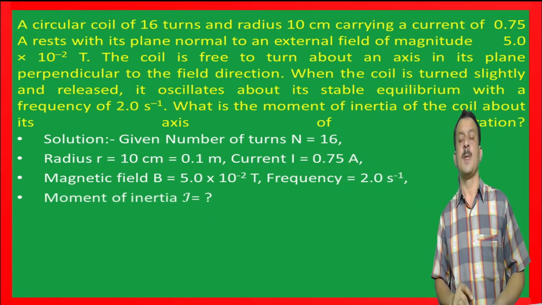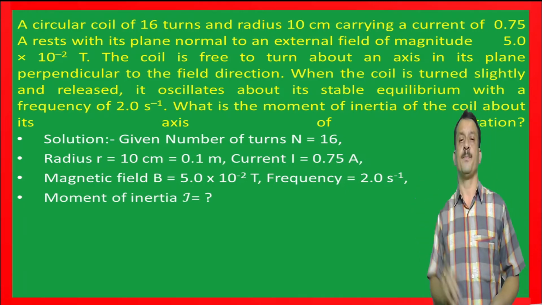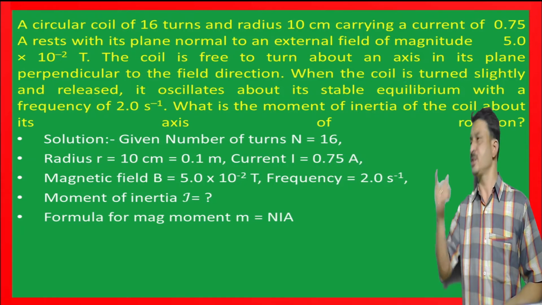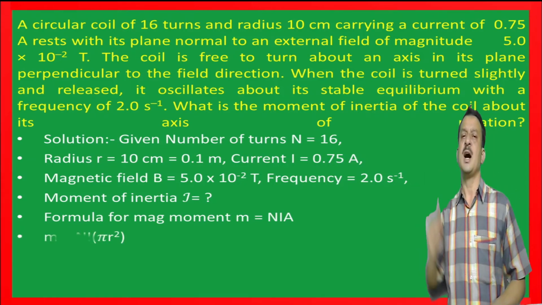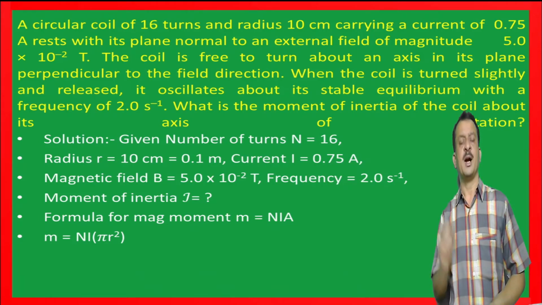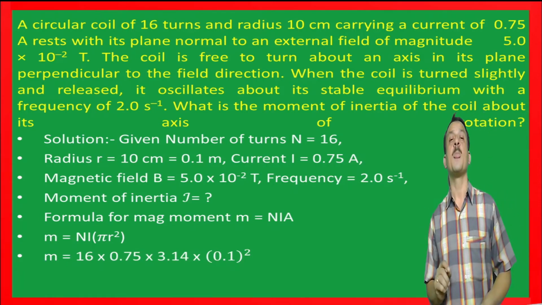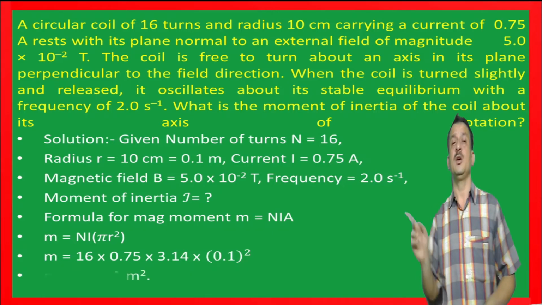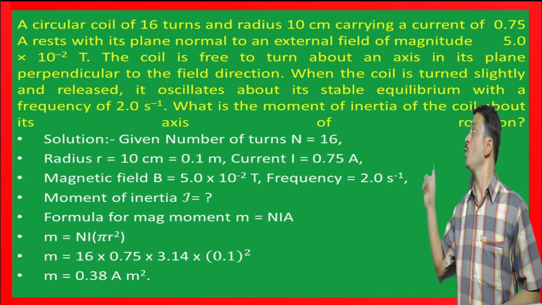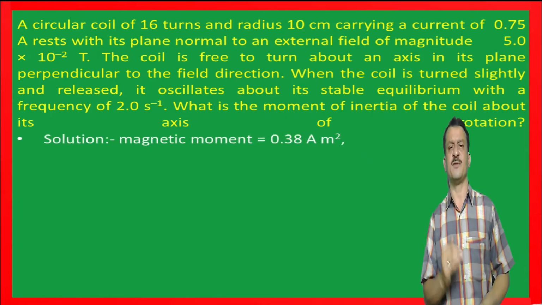That is I. Now we know that the formula for magnetic moment is M is equal to NIA. That first we will work out. N I into A, A is area of cross section. Since it is a circular cross section, we have pi r square. So substitute the values. N is 16 and I current is 0.75 amps and pi 3.14 into radius 0.1 whole square. If you simplify with the help of a calculator, I will get the magnetic moment 0.38 ampere meter square. That is the first part.